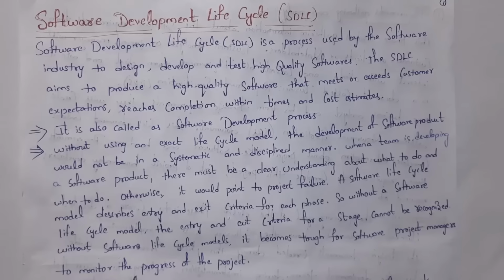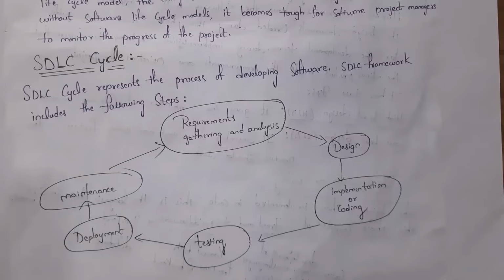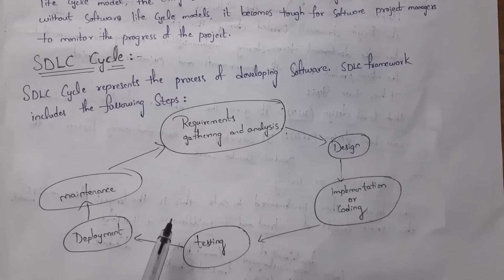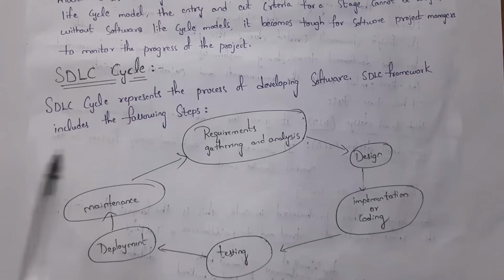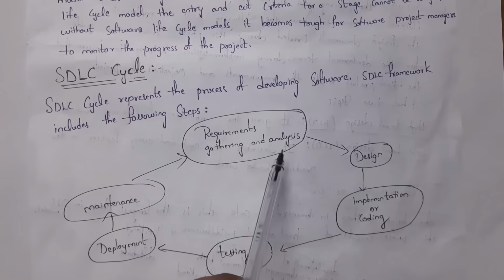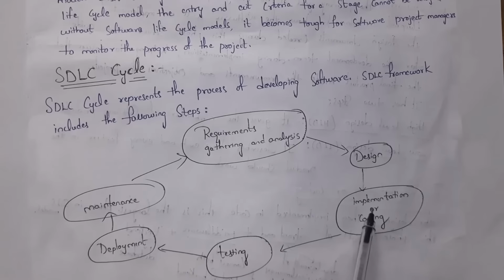So software development lifecycle contains complete steps from starting to till the end. And these steps are in disciplined and systematic manner. So by following these steps, we can easily develop high quality software. This is complete software development lifecycle. By following this process, that is by following these steps, we can develop high quality software. The first step is requirement gathering and analysis, and next step is design, and after that implementation or coding, and next step is testing, next deployment and maintenance. I will explain all these steps one by one in detail.